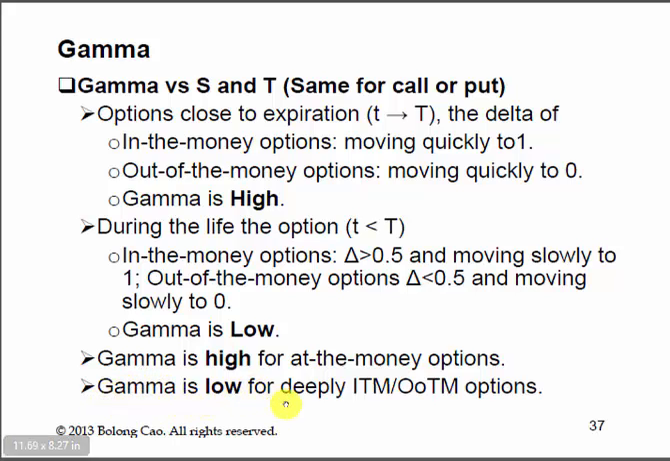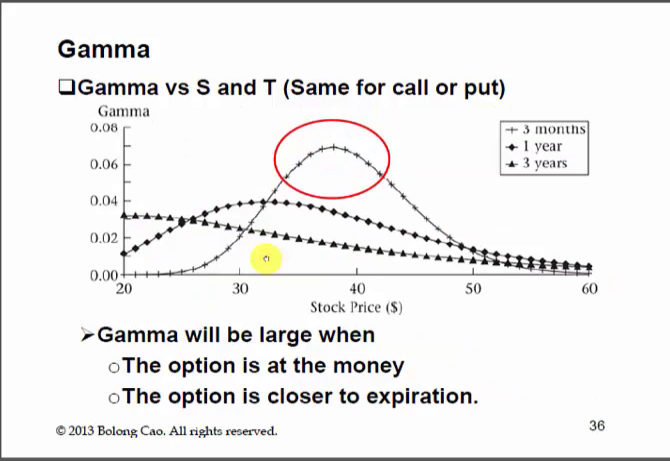So gamma is low for deeply in the money or out of the money options. Again, the quick summary is that gamma is higher if the option is at the money, and gamma is higher if the option is closer to expiration. If you compare several options and we ask you which one has the highest gamma, you pick the one that is around at the money and very close to expiration.